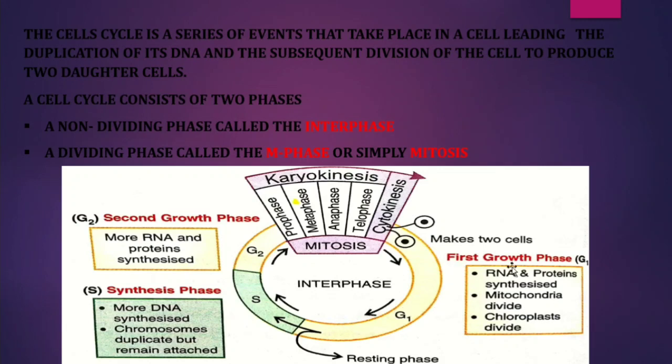In the interphase, the first phase is called the first growth phase. Here the RNA and proteins are synthesized and mitochondria start to divide, and chloroplast will start to divide in the plant cell. This is also called a resting phase. The next phase is called the synthesis phase. More DNA is synthesized. Chromosomes are duplicated but remain attached. What is duplication? Taking one more copy of DNA. Second growth phase: more RNA and protein are synthesized in the G2 or second growth phase.